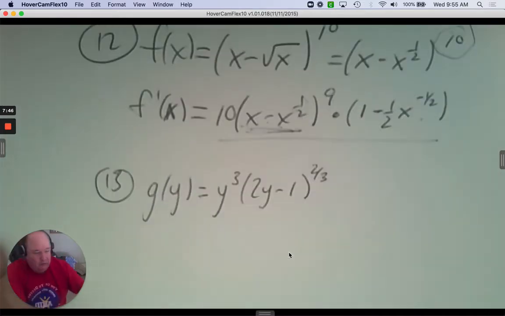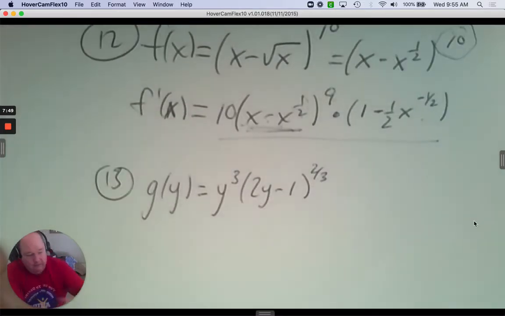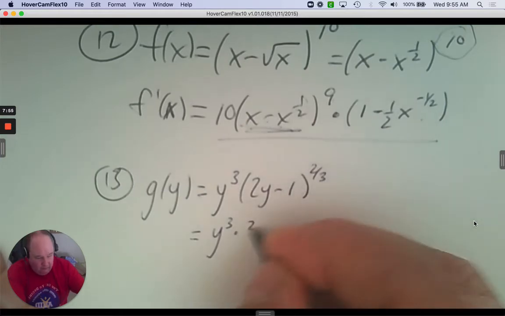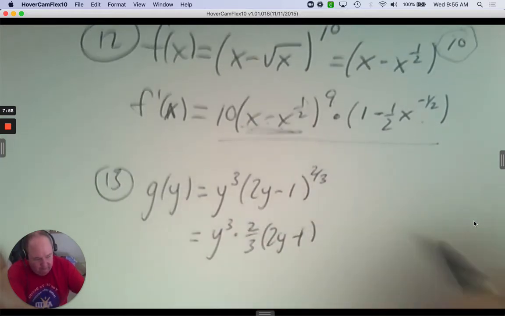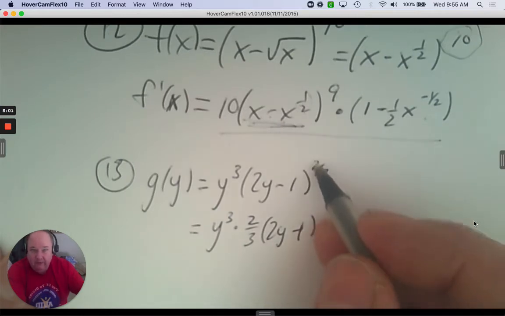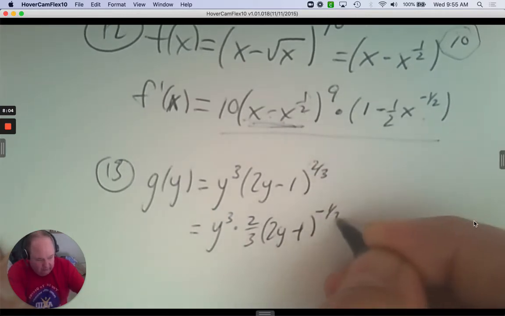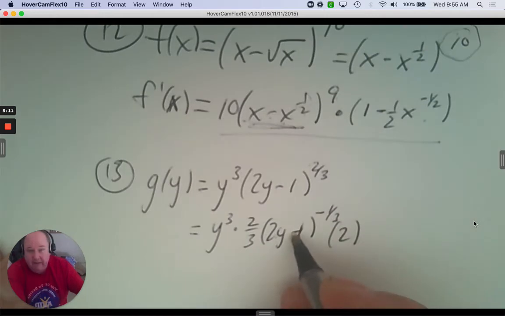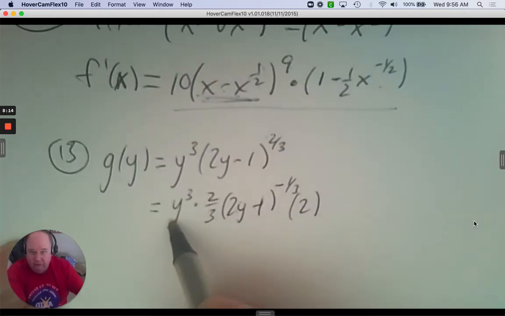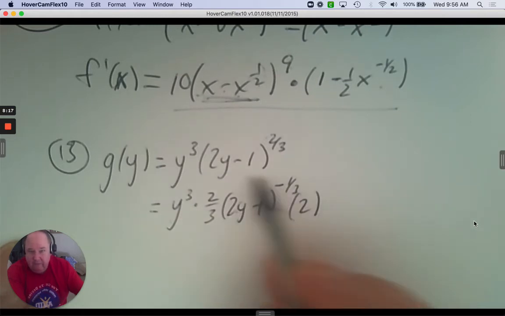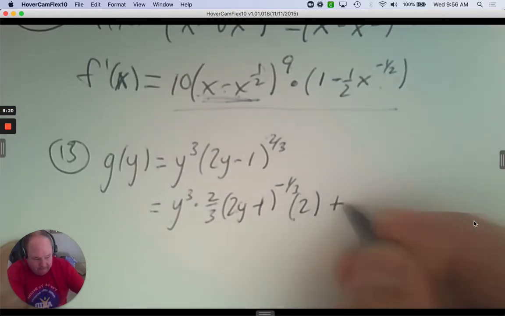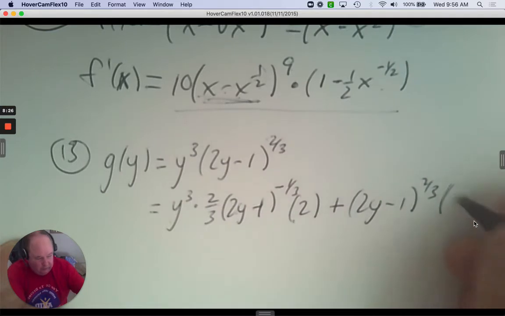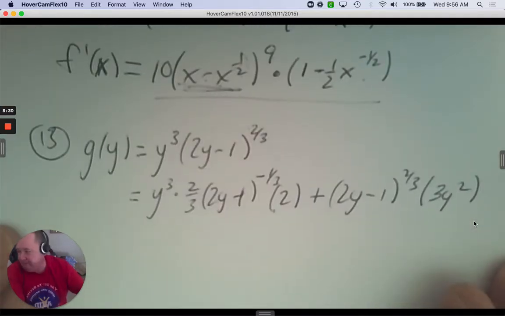So number 13, it's ready to take the derivative. I see the exponent 2/3, which is nice. This is what's called the product rule. So I'm not going to simplify it, but the product rule is the first times the derivative of the second, which is 2/3, 2 subtract 1, and then you subtract 1 from the exponent. That's 2 subtract 3, so that's negative 1/3. And then there's a hook-on factor. The derivative of 2y is 2. The derivative of negative 1 is 0, so I don't need that. So that's the first times the derivative of the second, doing the power rule with a hook-on factor, plus the second times the derivative of the first, which is 3y squared. Perfect.